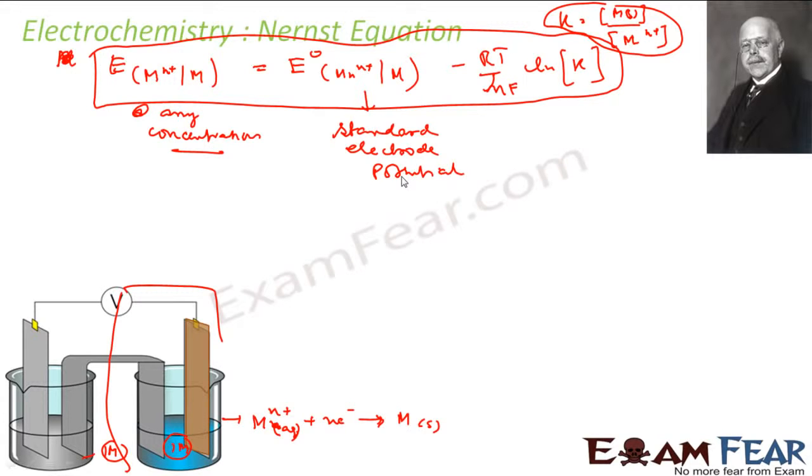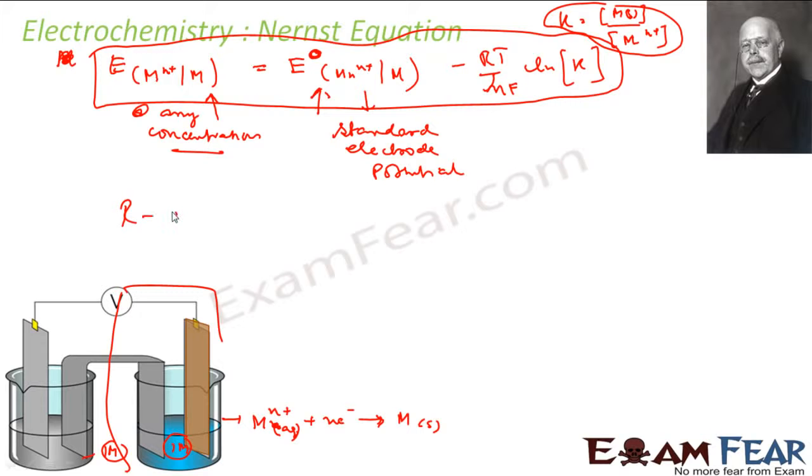So till now what we have done is we have used SHE, whose potential we assume to be 0. Actually it is not, and then we have found the standard electrode potential of copper, and then we have found the standard electrode potential of zinc also, assuming that everything is 1 molar. But now in real life it can be any concentration. So this equation holds true, where we say that the electrode potential at any concentration is nothing but the standard electrode potential minus RT by nF ln K, right?